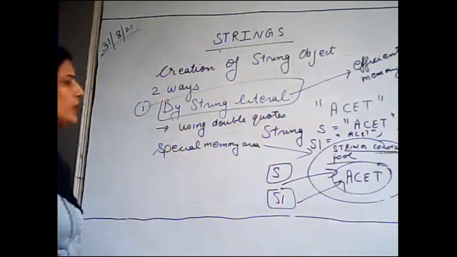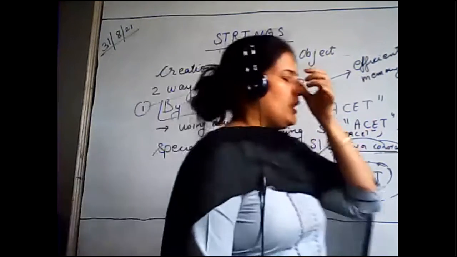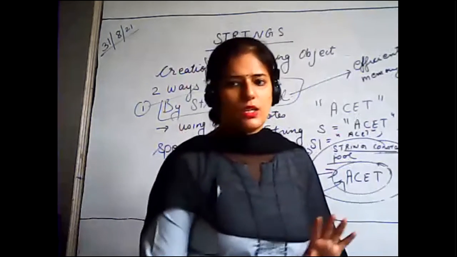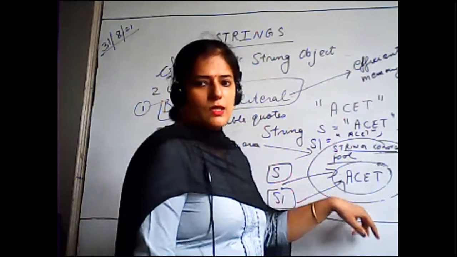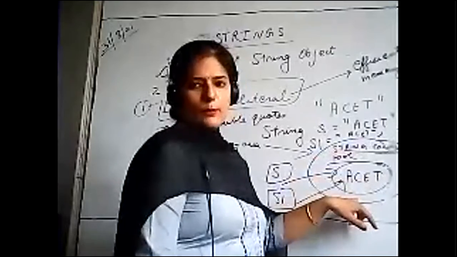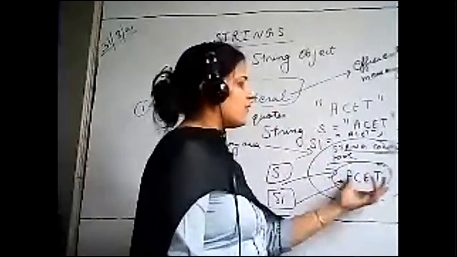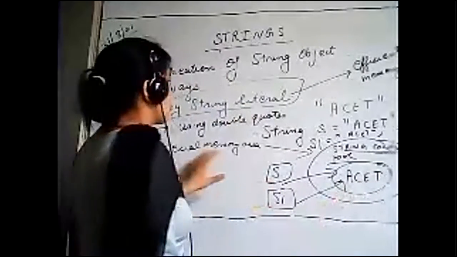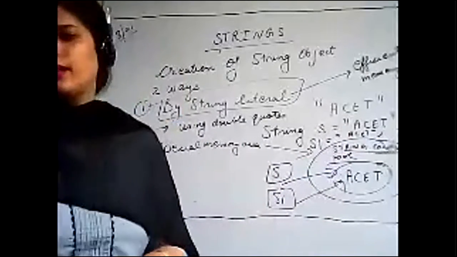A few things you need to remember: a string literal is always represented with double quotes. We prefer string literals because they provide efficient memory usage. They use the concept of the string constant pool. It will first look for the particular string in the string constant pool. If it is available, it will provide you the reference variable. Otherwise, it will create a new instance and return the reference variable. That is the special memory area we have. So this was all about string literals.